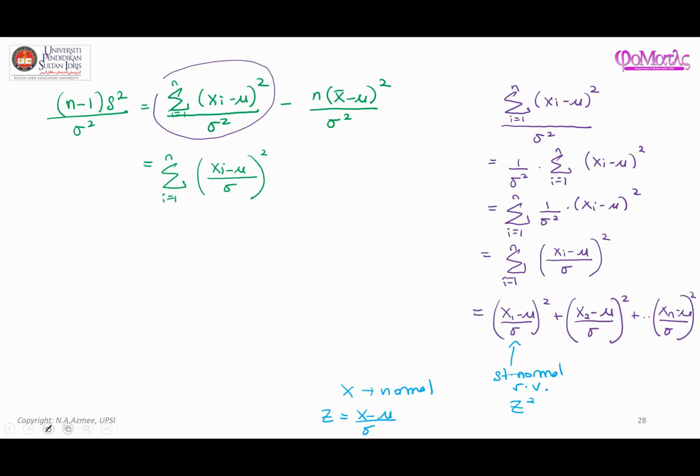What we have next is, okay, let's just leave it at that first. Now let's move on to the second part, minus. Okay, now notice that this part here can be written as sigma squared over n, right? So n can be brought forward, so it will be sigma squared over n. So it is the same thing.